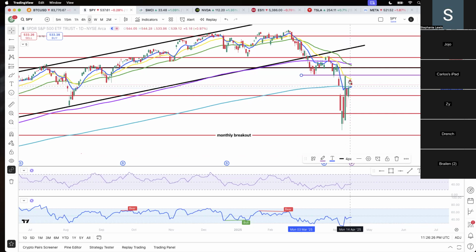But since then, we've been consolidating. We have been inside of that candle, so I won't be biased. If I'm able to reclaim this 550, then I'll look for SPY at 560, 573, and so forth.